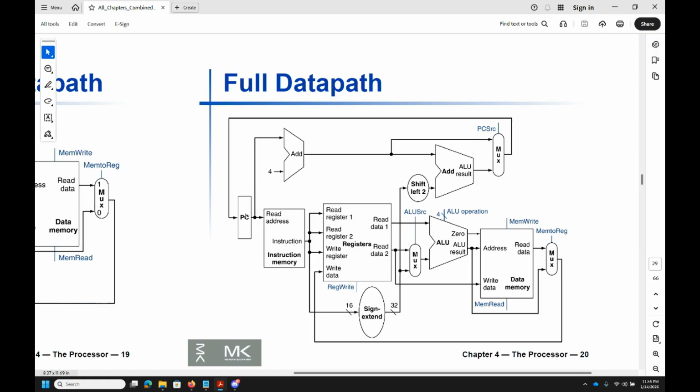So you have an instruction decode step that comes in after that. So this is the full data path, this is how the data path looks. After instruction decode, you have execute.